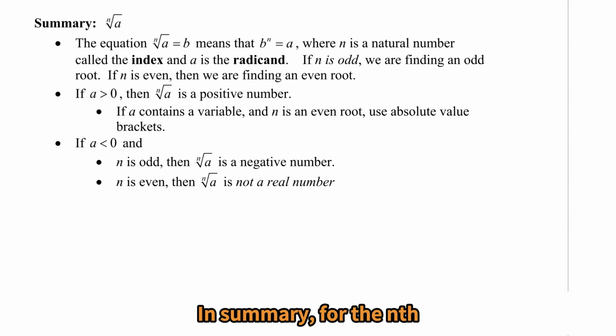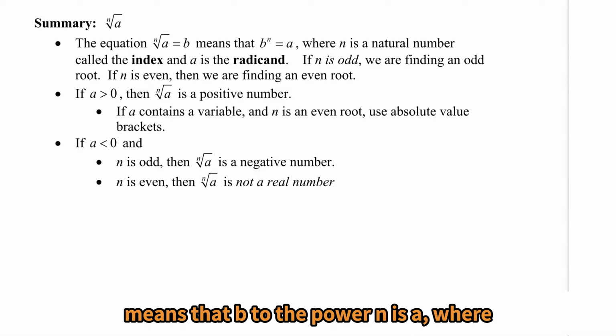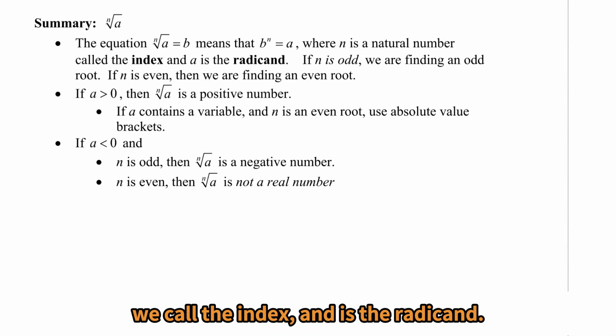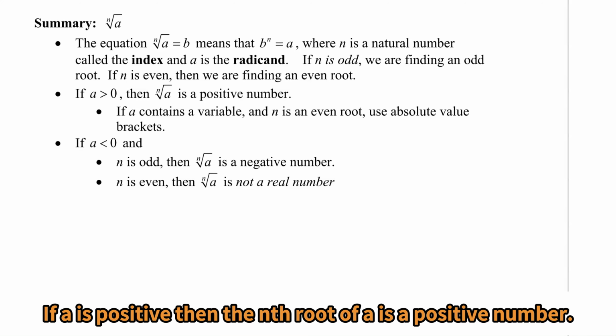In summary, for the nth root of a, the equation nth root of a equals b means that b to the power n is a, where n is a natural number we call the index, and a is the radicand. If n is odd, we're finding an odd root. If n is even, we're finding an even root. If a is positive, then the nth root of a is a positive number.